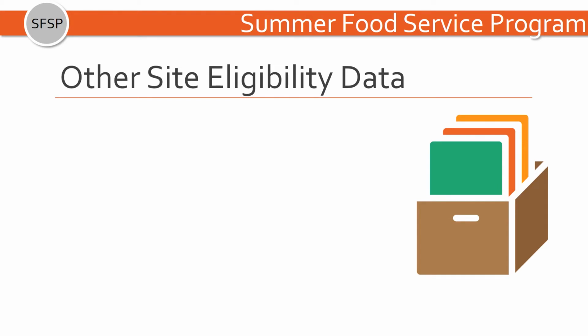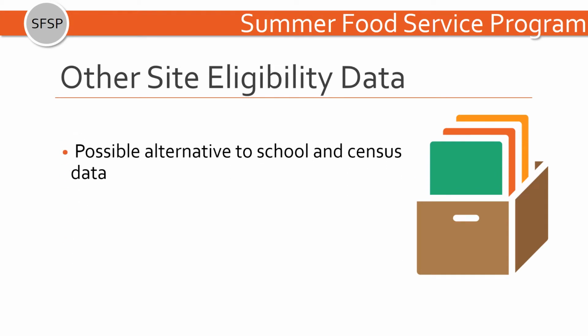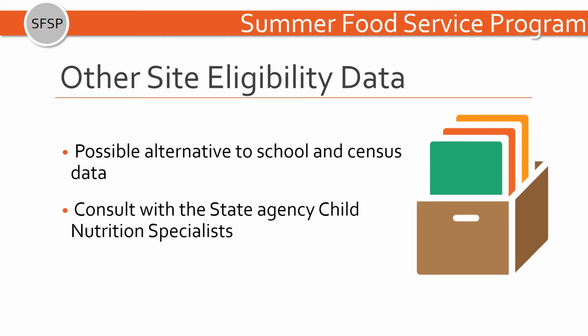If sponsors are unable to document the need of their area or site by using sources such as current year school data or recent census data, they should consult with their state agency about the possibility of using other types of data to determine area eligibility to document site eligibility.